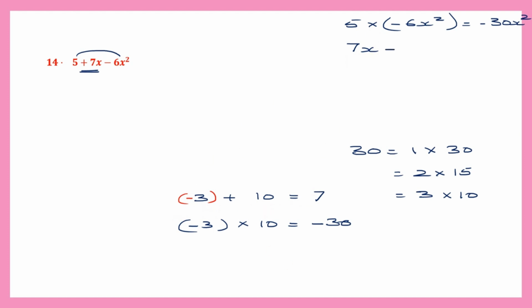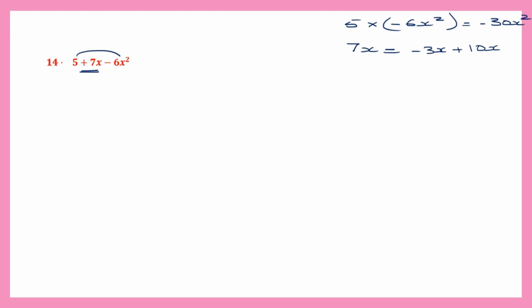So let's write that there. Minus 3x plus 10x. This will give us plus 7x. So now the first one will be the same. 5 will remain the same. 7x we have split into minus 3x plus 10x. And the next one is minus 6x square. Let's take the first two terms and the next two terms.